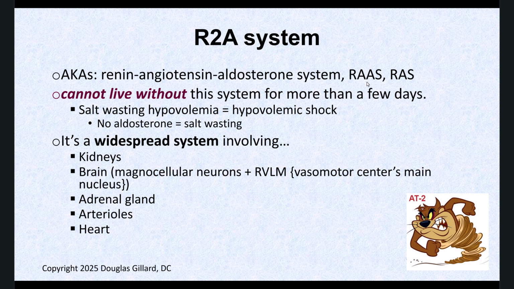Probably the most popular is the RAAS, R-A-S, Renin Aldosterone system. This is in physiology books, use this one the most, Renin Angiotensin Aldosterone system. But R2A, I've just always used that one. You can't live without this system. You have to have this or you will die. A few days you'll stay alive.